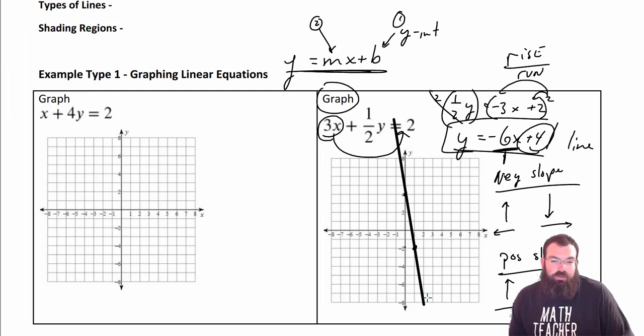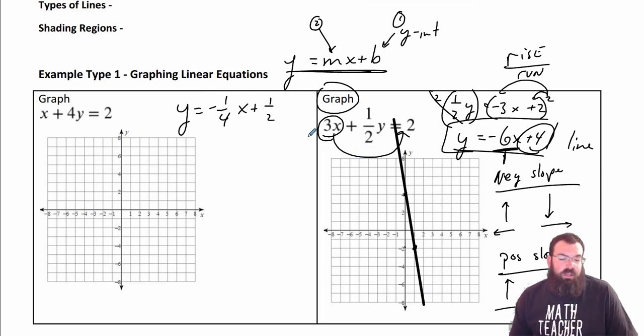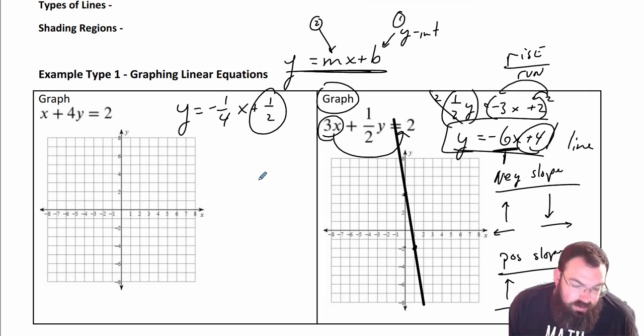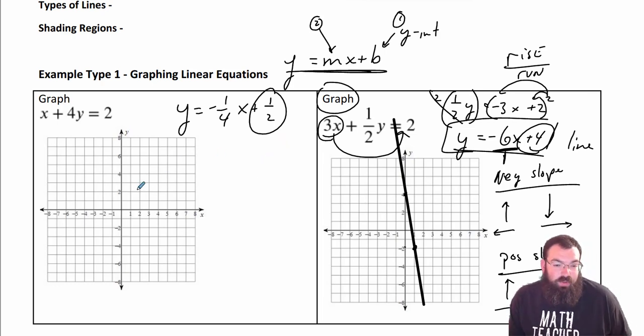Okay, what you're going to do is do the same thing over here. Pause the video, do it, and then hit play. So in this case, our y-intercept is actually a fraction. And that is okay. So I'm going to go up a half. So up a half is going to be right around here.